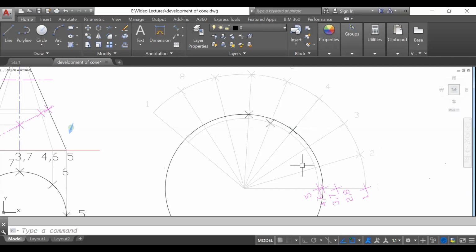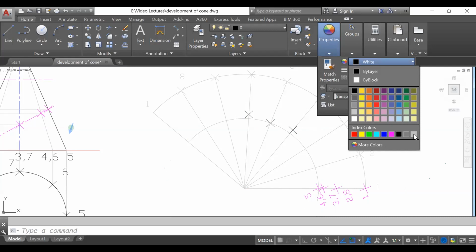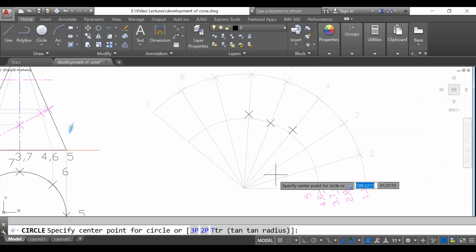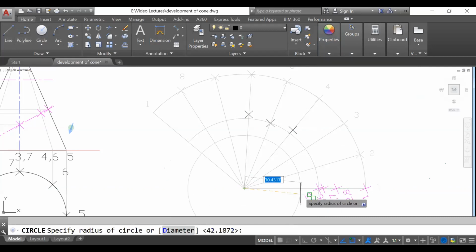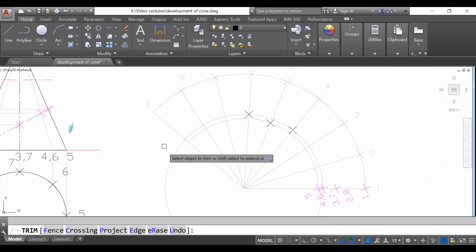Okay. Then you can delete the circle, or you can keep it as it is. Or it is better to keep the projections in 09 color, so take the 09 and keep the projection. Okay, it is passing from this one, so I will trim it. Afterwards, you can trim that circle.